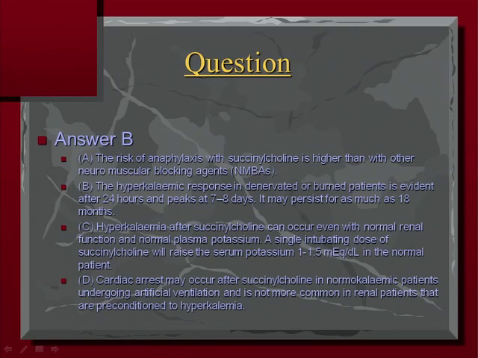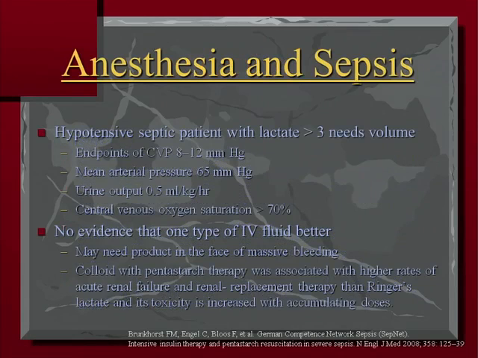Hyperkalemia with succinylcholine can happen even with a normal serum potassium. An intubating dose of succinylcholine in a normal patient can raise the serum potassium 1 to 1.5 milliequivalents per deciliter normally. If they've had some process that causes proliferation of the extrasynaptic receptors, then it can go much higher. And then cardiac arrest is clearly less common in renal patients that are preconditioned to hyperkalemia.